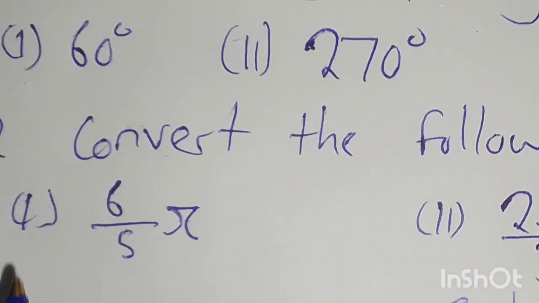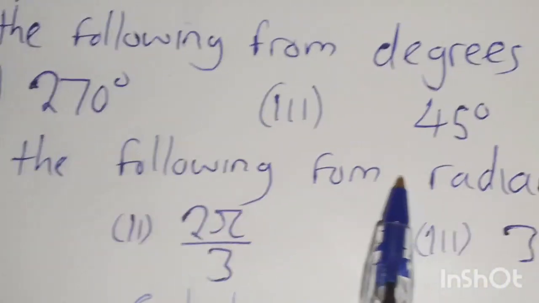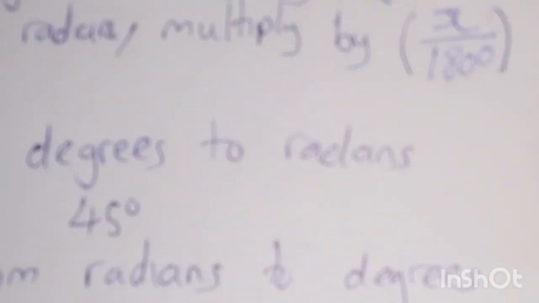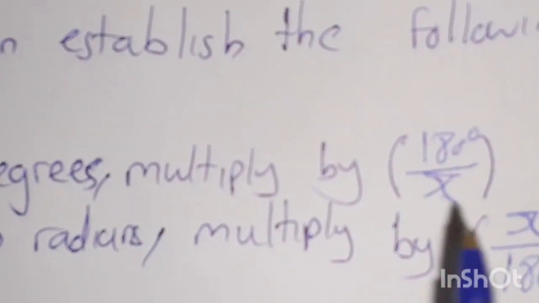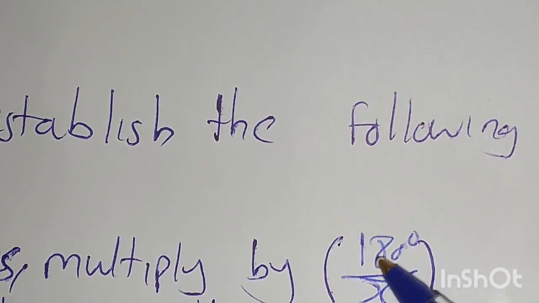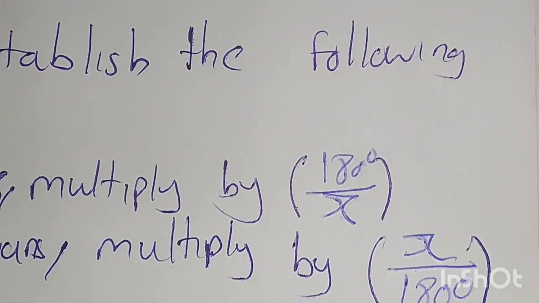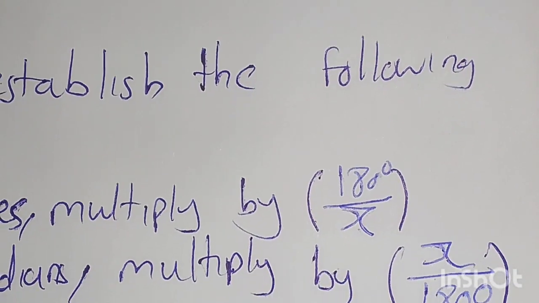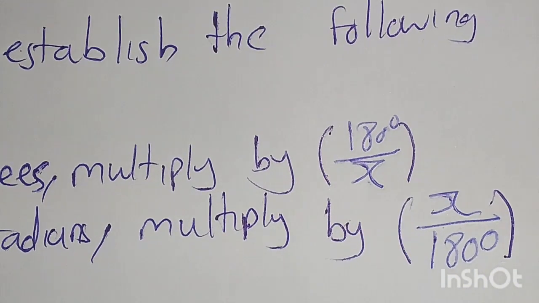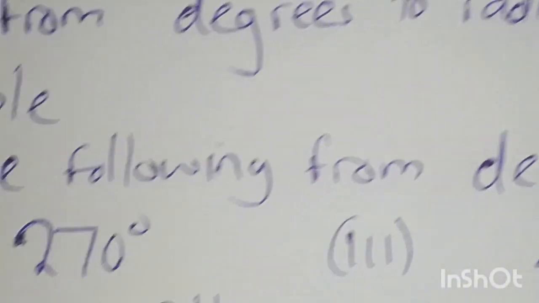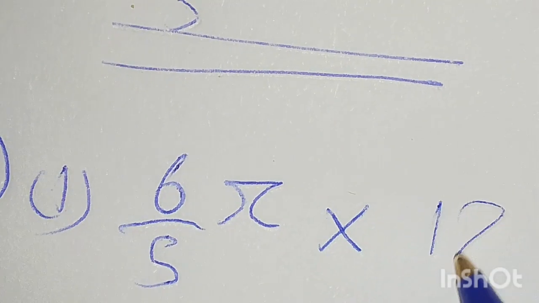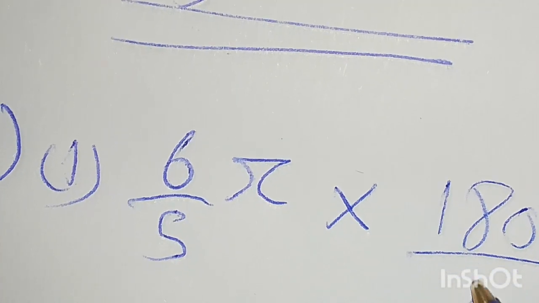Then we go to our question 2. Question 2 says convert the following from radians to degrees. So we'll go by the first condition. To convert from radians to degrees, multiply by 180 degrees over pi. Our question number 2.1 is 6 over 5 pi. So we are multiplying 6 over 5 pi by 180 degrees over pi.